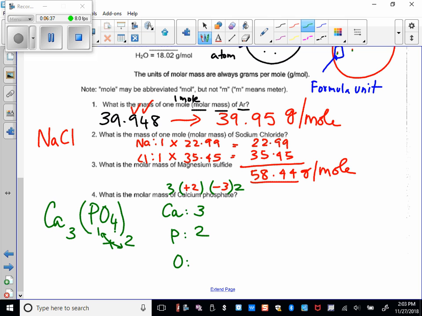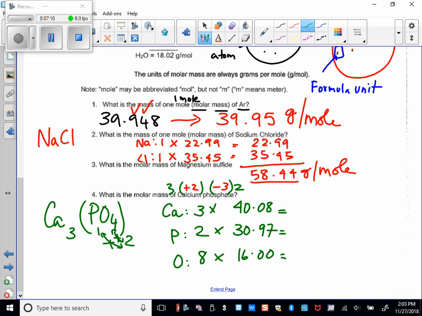2. How many oxygen atoms do I have? 8. Very good. And what is my next step? I multiply by the mass of that element from the periodic table. So what is it going to be for calcium? 40.08, and phosphorus is 30.97, and oxygen is going to be 16.